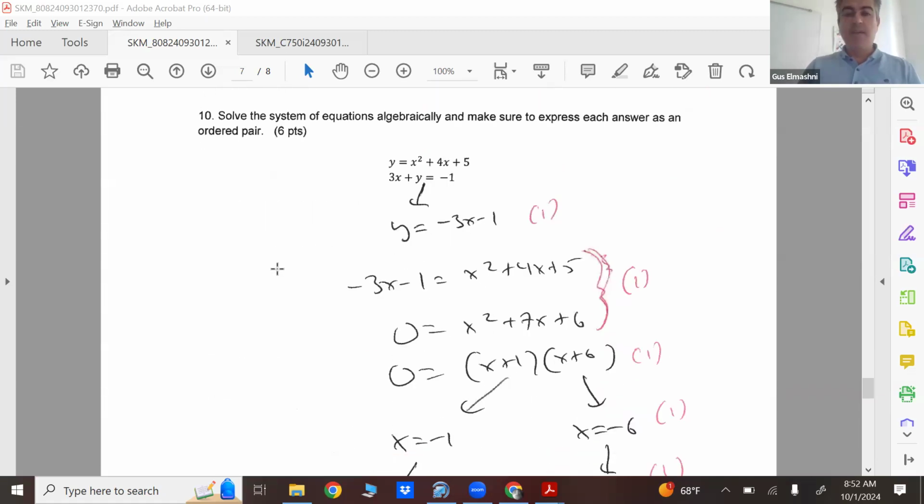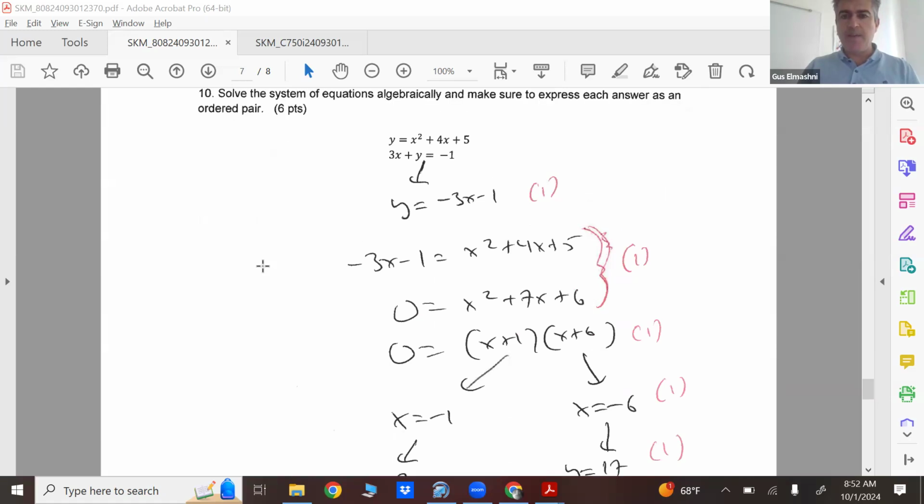Okay, last one. Number 10. Yeah, I let out a huge sigh here. This one was also really tough for some of you guys. Really, just think about it. You have a parabola and you have a line.